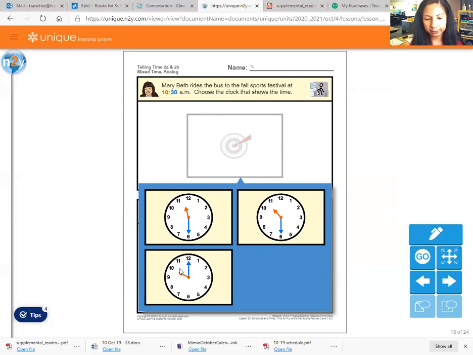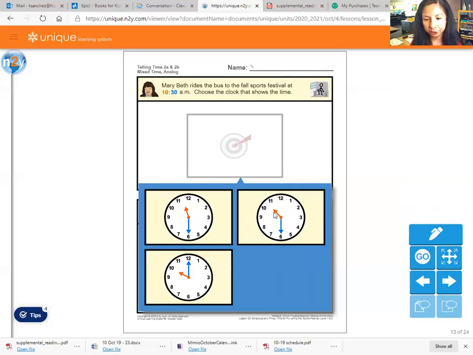The hour hand points to the 10 and the minute hand points to the 12. What time is that? That is 10 a.m., 10 o'clock, 10:00. Okay, so is that 10:30? No. Okay, how about this one?